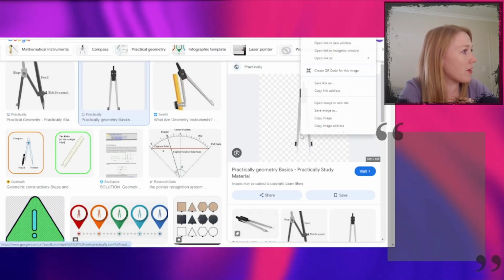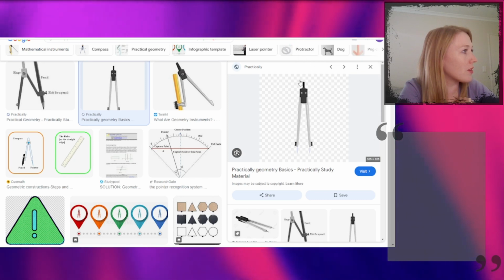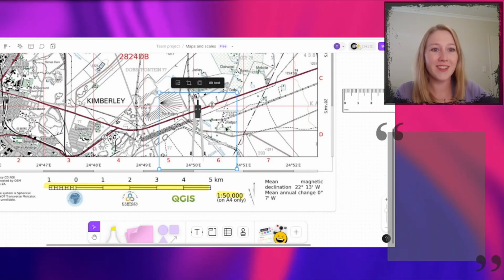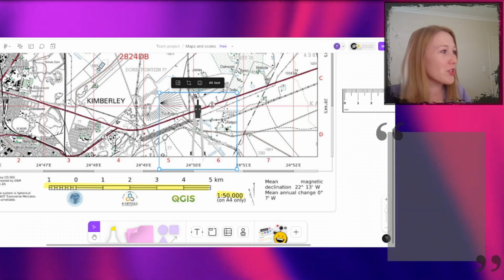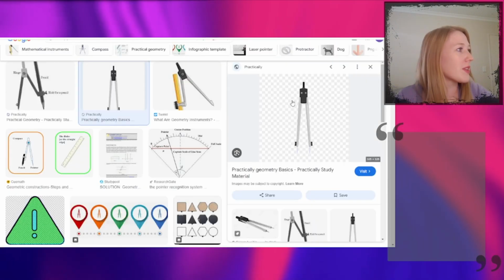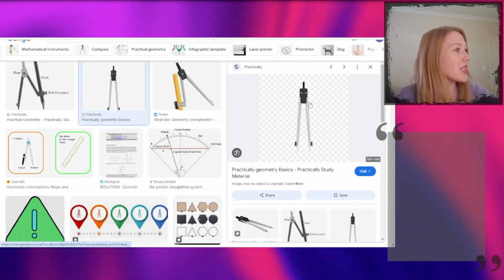Oh wait, is this a transparent one? Is this a transparent image? It is. It is awesome. Okay, I can possibly show you how we use this. Maybe. I'll see. Okay, but this is what I was referring to, these pointers.